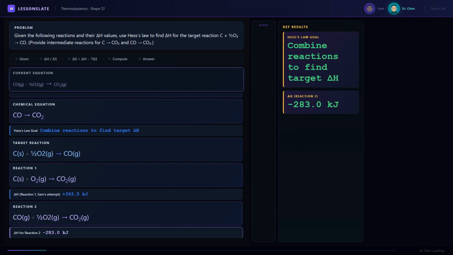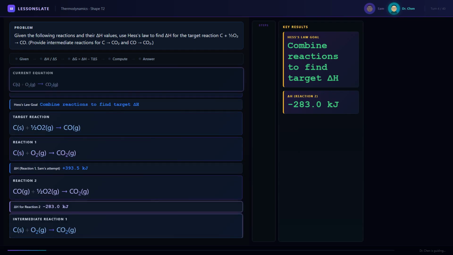You've correctly identified the two intermediate reactions, Sam. Those are exactly the ones we need. However, let's take a closer look at the delta H value for the first reaction, solid carbon plus oxygen gas yields carbon dioxide gas. Remember that the combustion of carbon to form carbon dioxide is typically a highly exothermic process, meaning it releases heat. How does that relate to the sign of delta H?